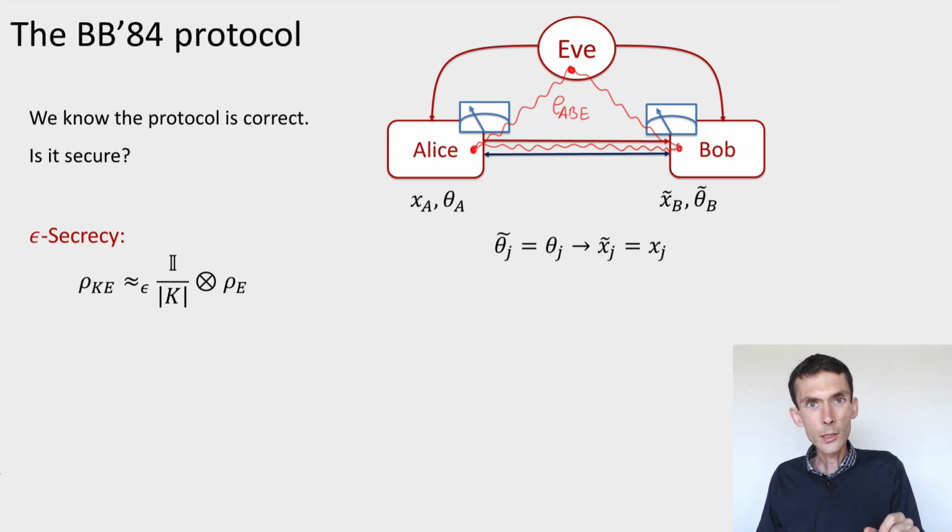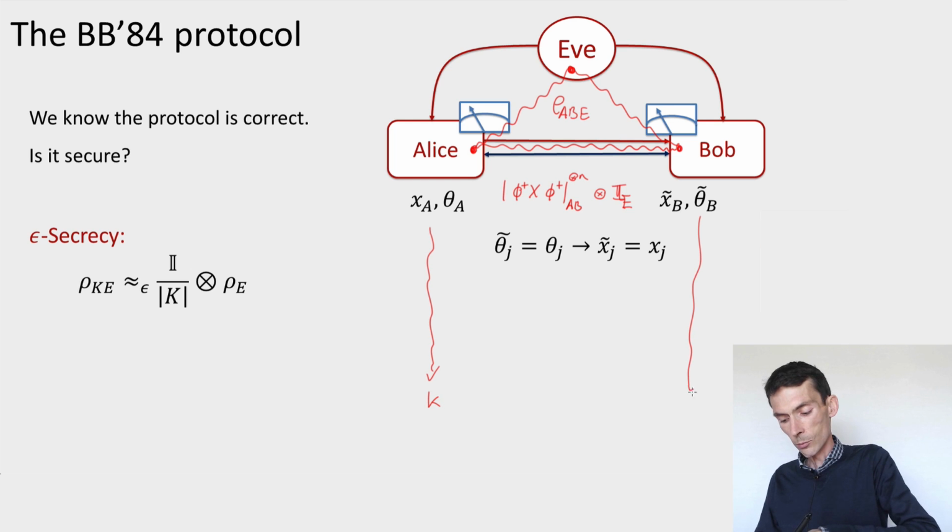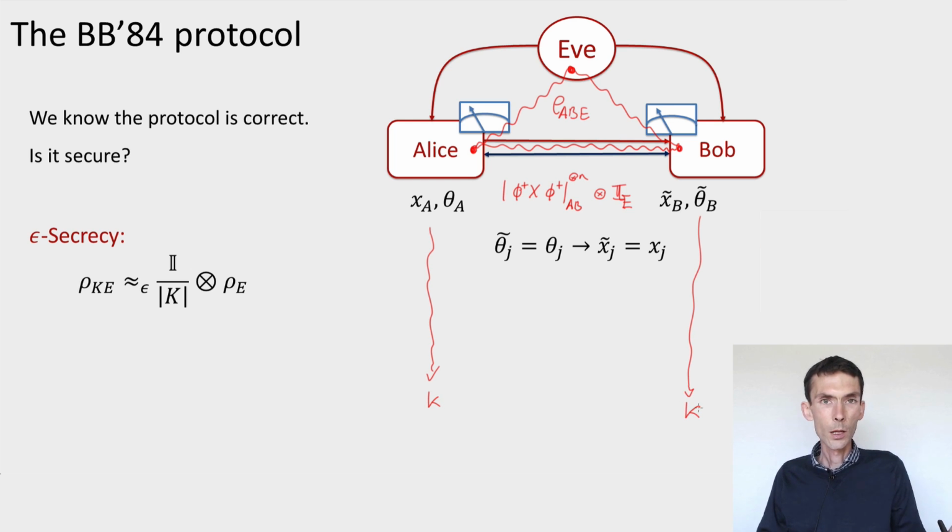Now, we've already seen previously that this protocol is correct, meaning that if Eve prepares the state that we are hoping that she prepares, a state which is simply n copies of the EPR pair phi plus shared between Alice and Bob and nothing on her side, then the protocol is going to be correct, meaning that at the end of the protocol, Alice and Bob will come up with the same shared key K, and this key will be uncorrelated with the eavesdropper. Correctness is okay.